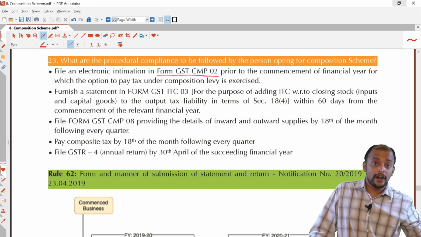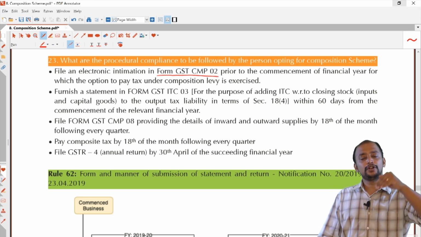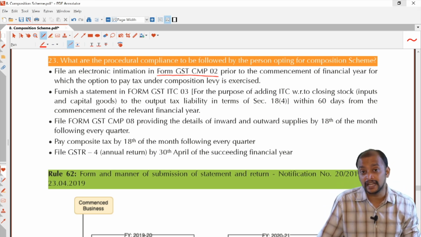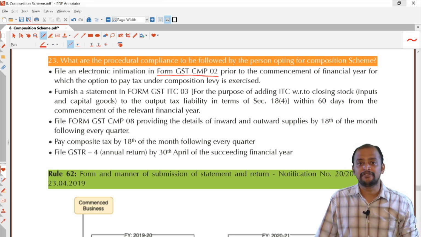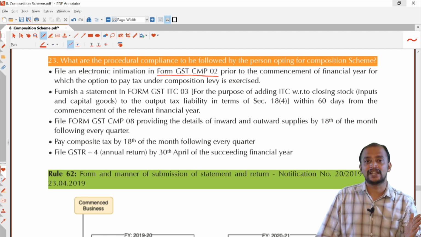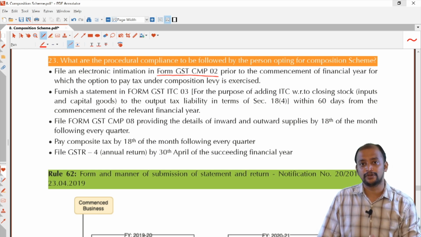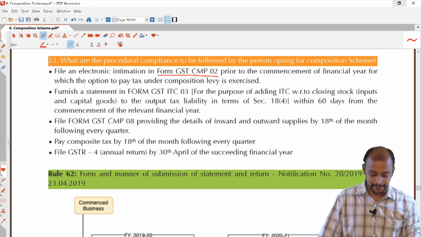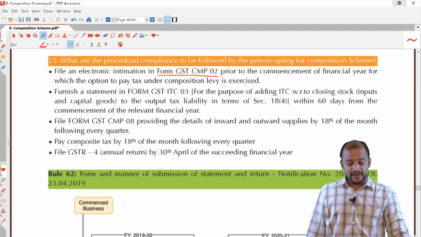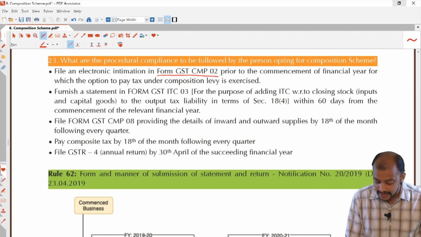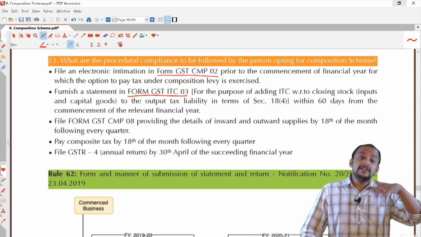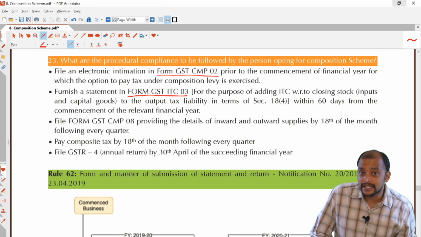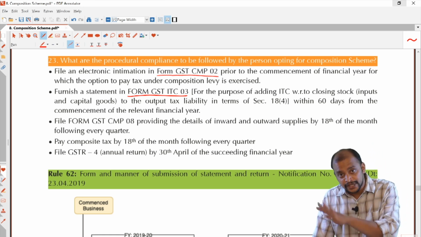Whereas if you are already a registered person and now want to enter into the composition scheme, you will file CMP 02, and that CMP 02 should be filed before commencement of the financial year. Then only from the beginning of the financial year can you go into the composition scheme. Then furnish a statement in ITC 03. What is this? In the previous year you were under the normal scheme, and now you are going into the composition scheme.